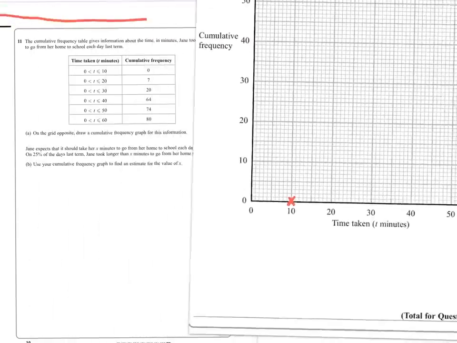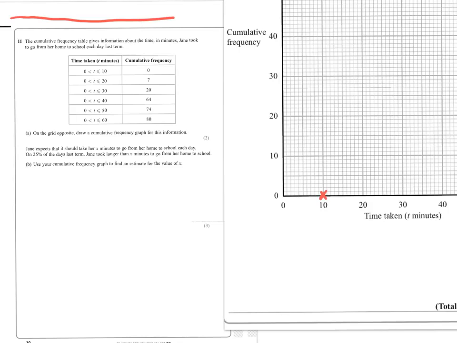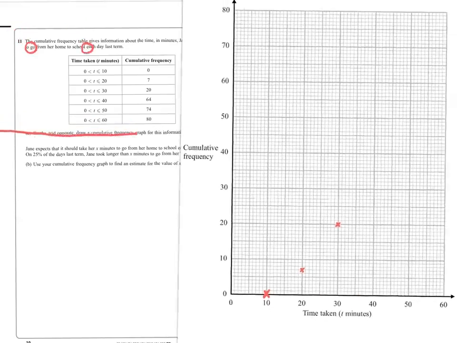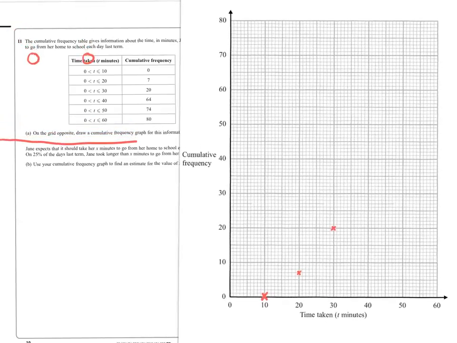So 20 versus 7, so 7 is here, and then 30, 20, 40, 64, so let's have a look, 40, 64, and then 50, 74, and then 60, 80.